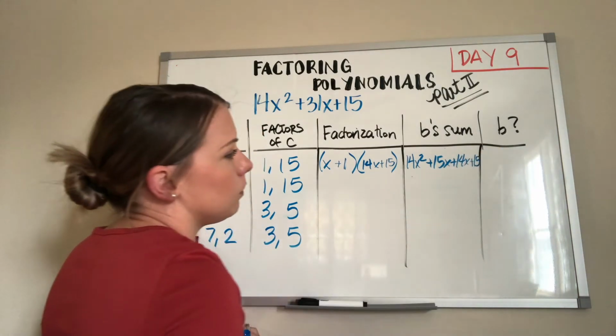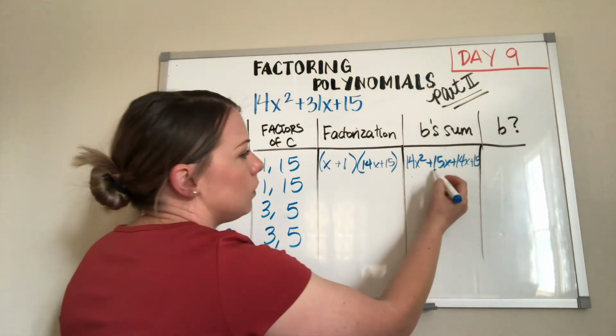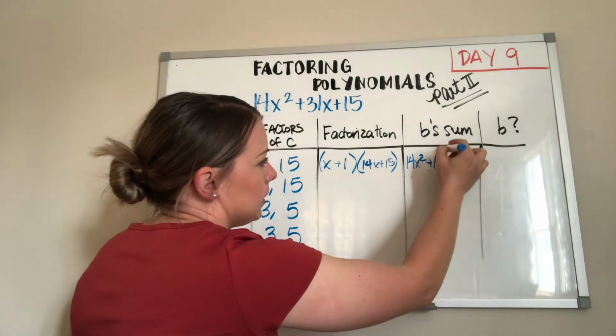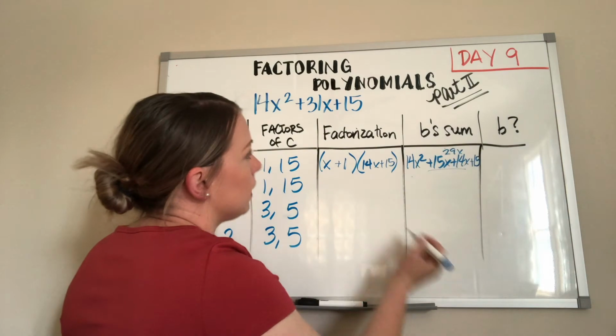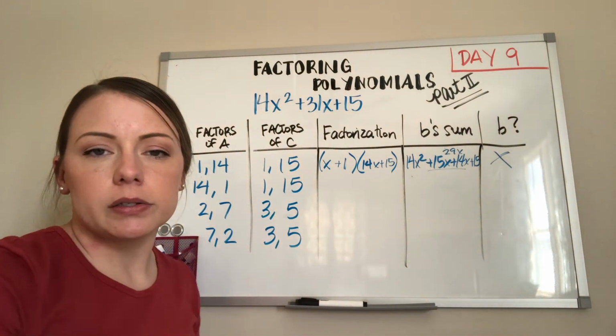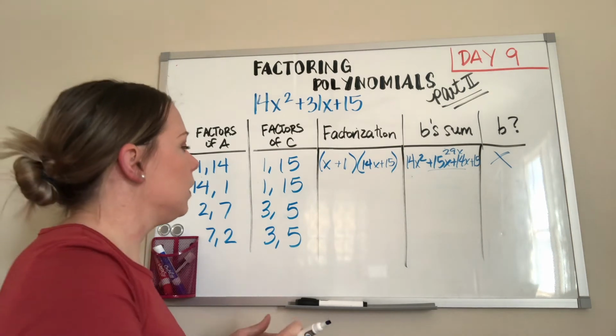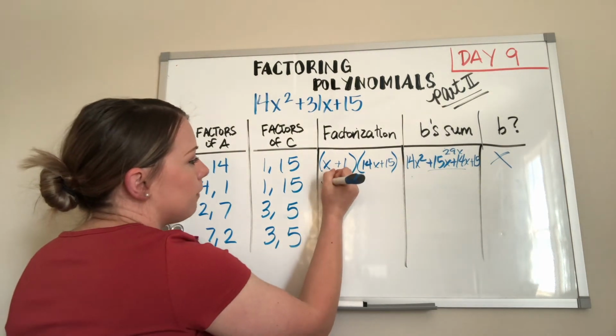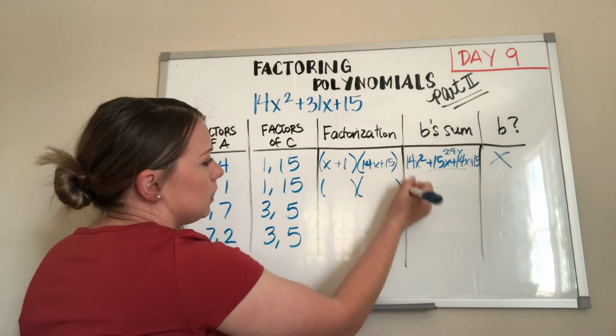I know I'm running out of room there. These middle terms added together would produce 29x, which is not what I'm looking for, so that was not correct. So we're going to move on. Now let's set up our factorization with these factors.